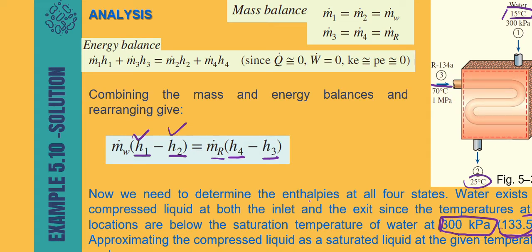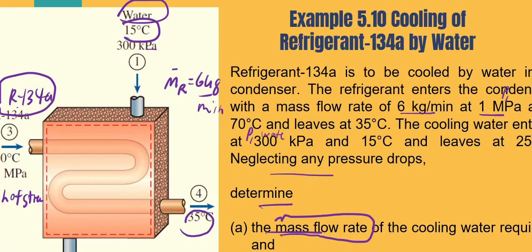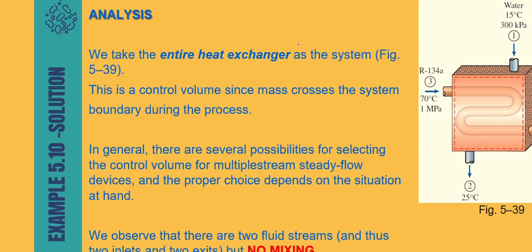Now you do the same for the refrigerant. For the refrigerant, the pressure is what? The pressure is 1 MPa. Is it given in the question that the refrigerant enters the condenser as superheated vapor? Not given. So you need to determine the state of your refrigerant.